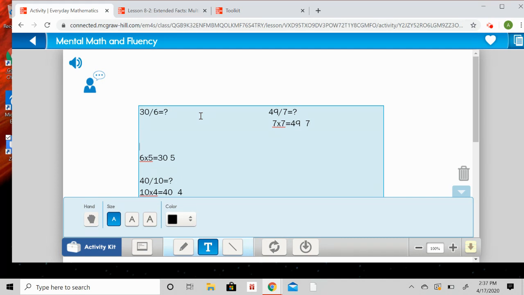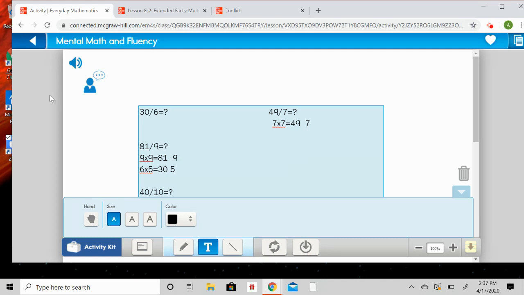Next one. Try this one. 81 divided by 9 equals what? Excellent job. 9 times 9 equals 81. Again, it's a square fact, so our answer is 9. Good job, boys and girls.